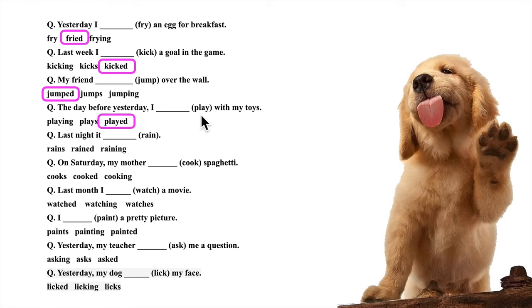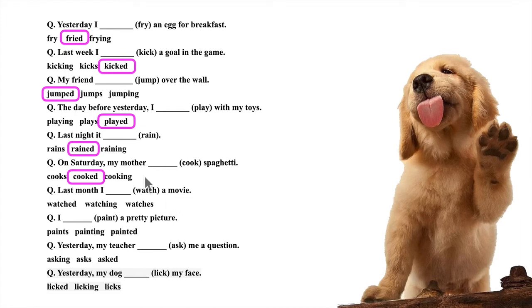Okay, I don't know what kind of toys they were, but the day before yesterday, so today is Sunday, the day before yesterday would be Friday, and I played with my toys. Last night it rained. So rained, snowed, also okay. On Sunday, my mother, past tense, cooked spaghetti.